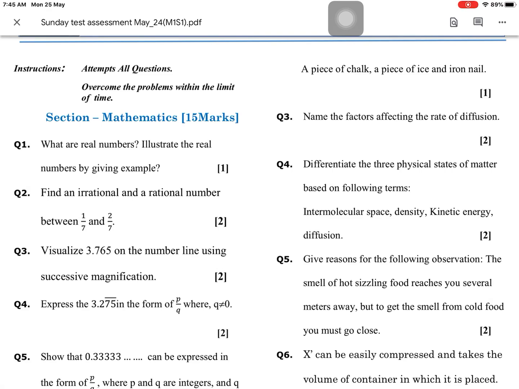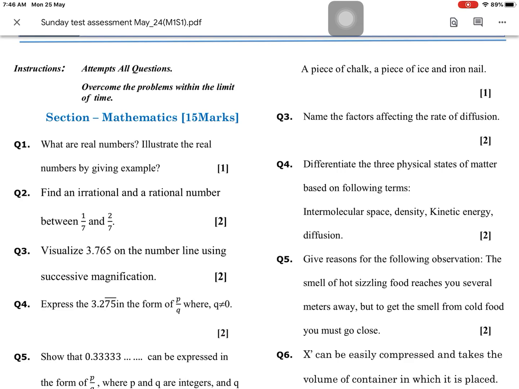Simply, it is a 1 mark question, so you should write the definition of real numbers only. You can write: real numbers are the set of all rational and irrational numbers. Is that clear? In one line you can complete it, and give some examples. Examples: √2, √3, 1.2, 2/3, etc.